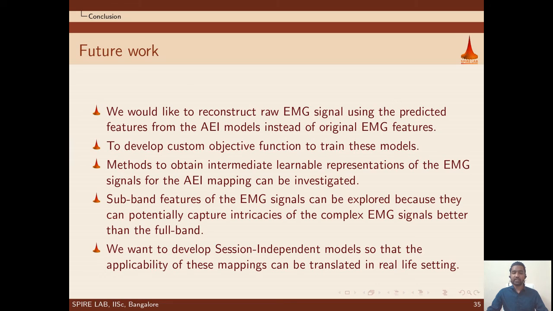Subband features of the EMG signals can be explored because they can potentially capture the intricacies of these complex EMG signals better than the full band as we use in this work. We want to develop session independent models so that the applicability of these mappings can be translated into real life settings also.